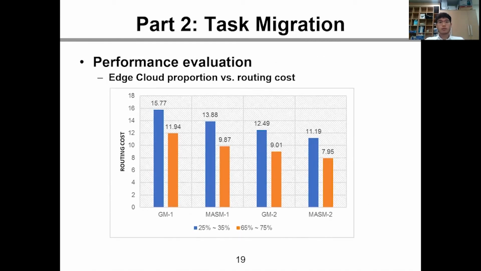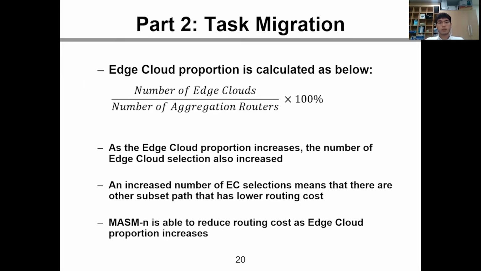Because of time constraint, I will only share the evaluation about HCloud proportion against the routing cost. This is how we calculate the HCloud proportion: by dividing the number of HClouds by the number of aggregation routers and multiplying by 100.